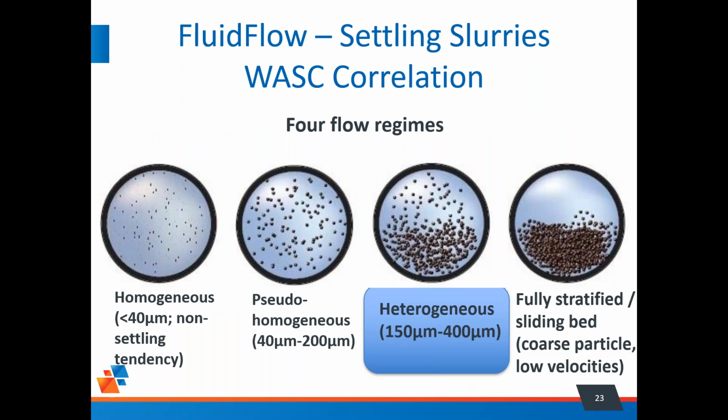It assumes that the flow happens in four regimes: homogeneous with non-settling tendencies; pseudo-homogeneous for a bit larger particles, 40 to 200 microns in size; heterogeneous, which is kind of where we want to be most of the time, in the 150 to 400 micron type particles; and fully stratified or sliding bed, with coarse particles, low velocities, and possibility of blockage and saltation. So that is a flow regime that we're trying to avoid.